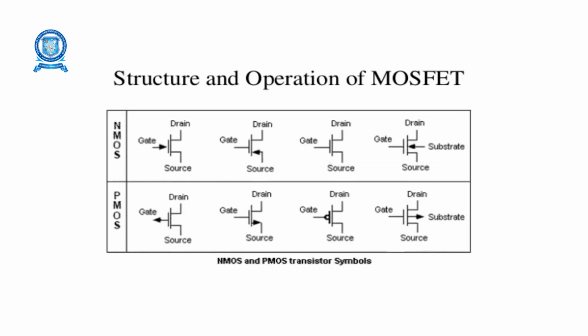Next, it's the structure of MOSFET. In the MOSFET we are having two different types. One is NMOS and another one is PMOS. NMOS means negative metal oxide semiconductor and PMOS means positive metal oxide semiconductor. In this NMOS, we are having the same terminals, gate, drain, source, and PMOS also having the same terminals, drain, gate, source.